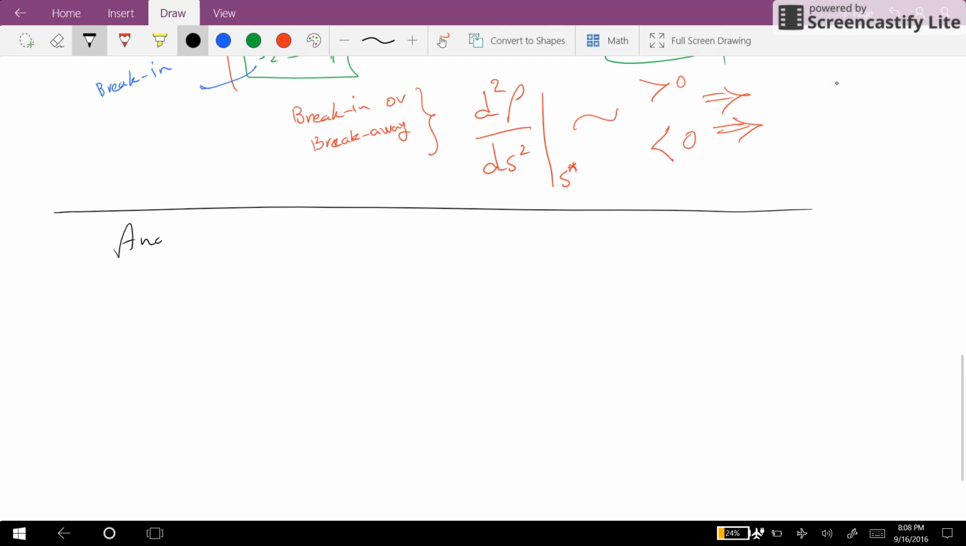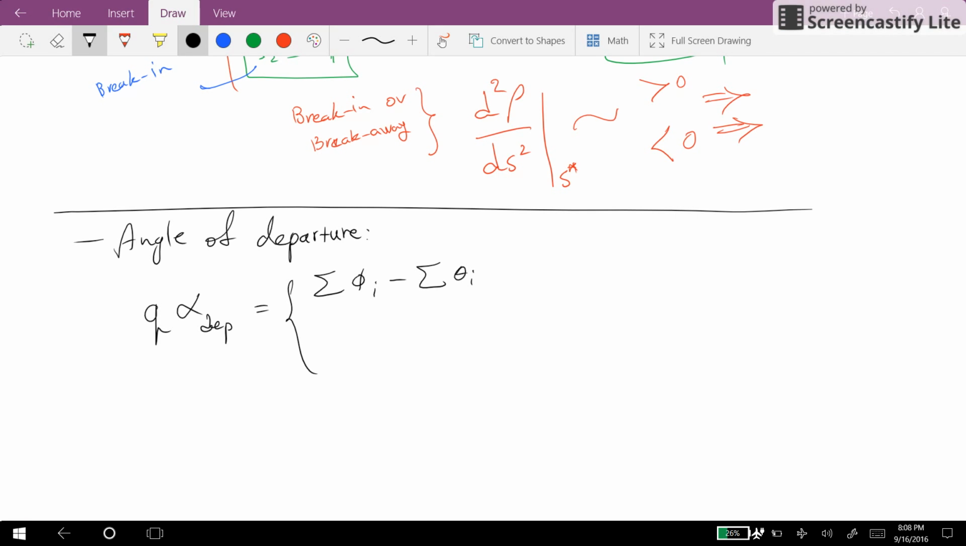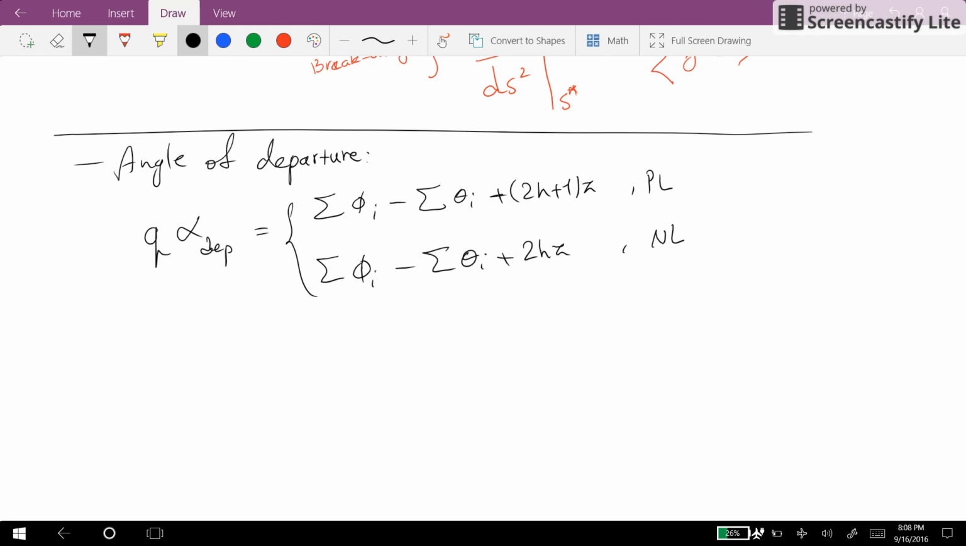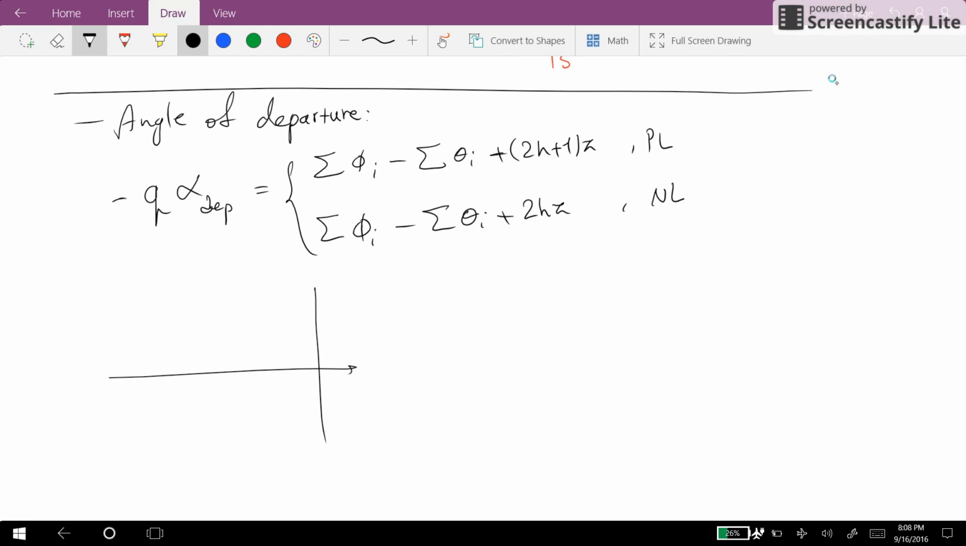We know that for the angle of departure, we have q times alpha departure equal to sum of phi i's minus sum of theta i's plus (2h plus 1) times pi for positive locus, and sum of phi i's minus sum of theta i's plus 2h pi for negative locus, in which phi i is the angle of the zeros with the pole indeed, and theta i is the angle of the remaining poles with the point for which we are calculating the departure angle. And let's see what we have for this example.